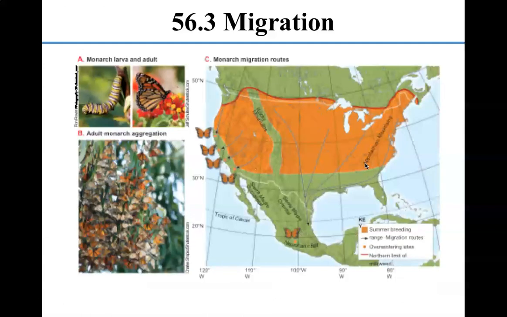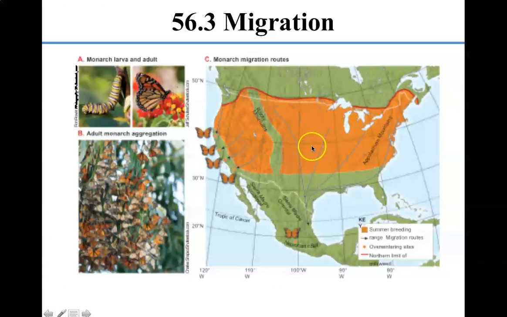Pretty cool. And then here's a really cool example of migration. This is monarch butterflies. Monarch butterflies perform a multi-generational migration. And I don't know why it's so blurry, but this is where the monarch butterflies live in the summer.